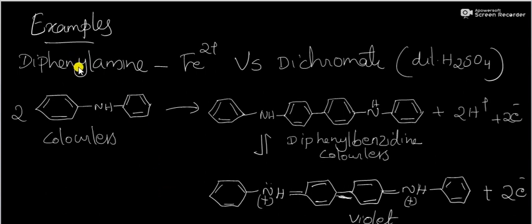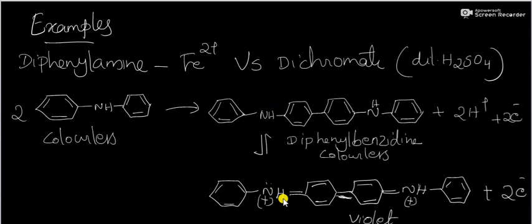What are the examples for redox indicators? First one is diphenylamine. It is used for the estimation of Fe2+ against dichromate in the presence of dilute sulfuric acid. In reduced form, diphenylamine is colorless, while in the oxidized form it is violet.